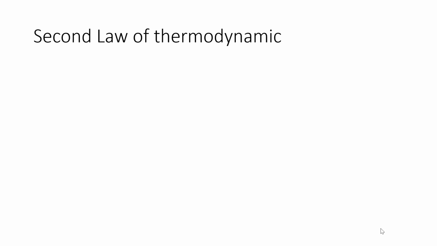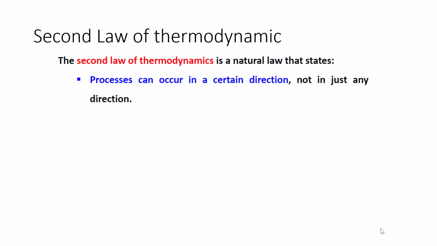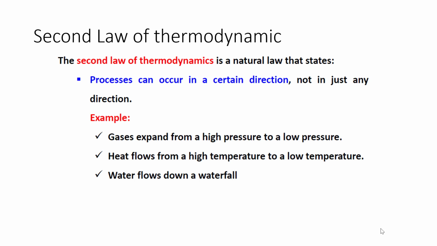Now let's look at the second law of thermodynamics. The second law of thermodynamics states that a process can occur in a certain direction, not just any direction. Example: gas expands from a high pressure to a lower pressure. In other words, gas moves from a high pressure area to a low pressure area. Next, heat flows from a high temperature to a low temperature area, like a cup of hot coffee losing heat to the surroundings and becoming cold.